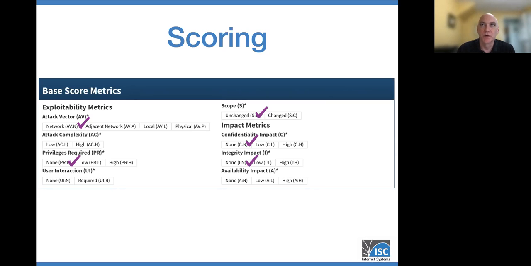This is more, the most common, again, is someone has issued a query and it's caused my name server to crash, or it's caused my DNS service to crash, right? So in most cases for us, the privilege level is none.